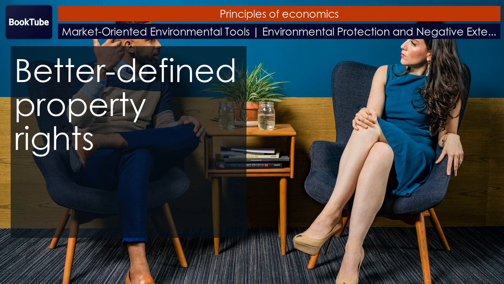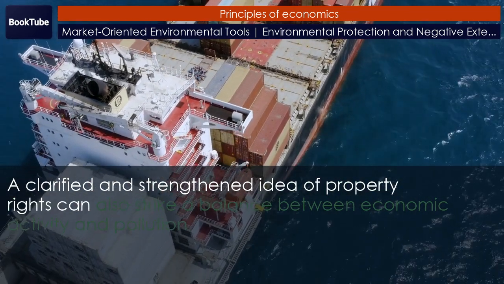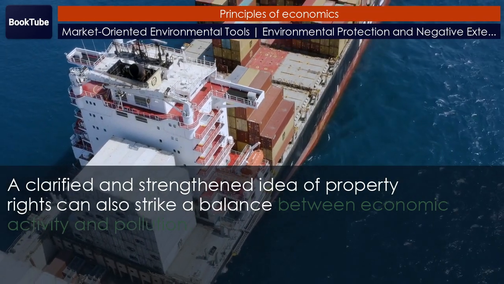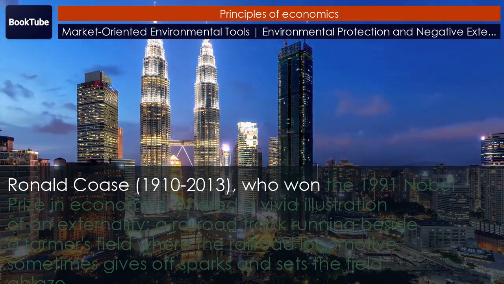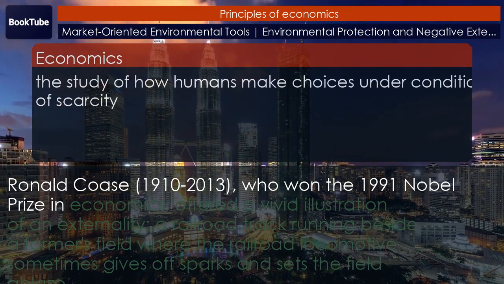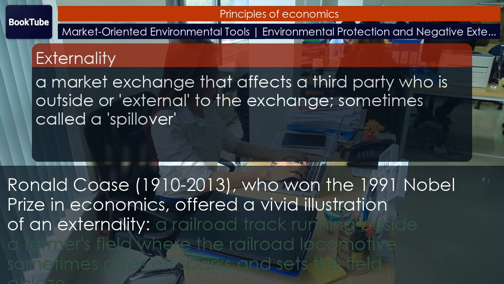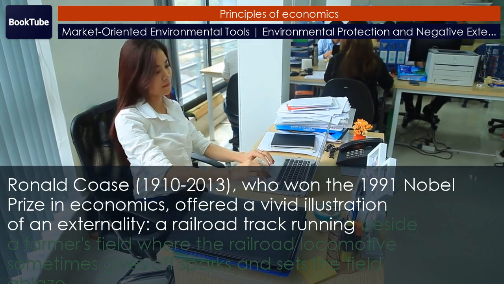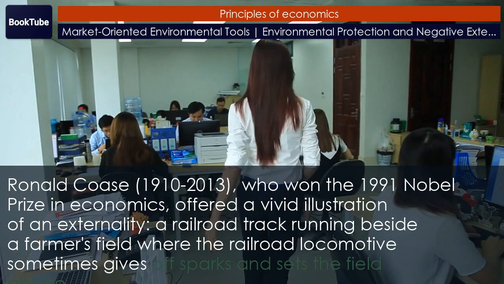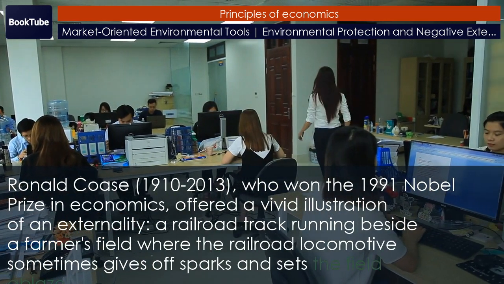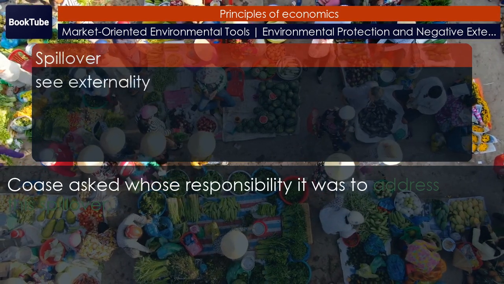Better defined property rights. A clarified and strengthened idea of property rights can also strike a balance between economic activity and pollution. Ronald Coase, 1910 to 2013, who won the 1991 Nobel Prize in Economics, offered a vivid illustration of an externality. A railroad track running beside a farmer's field where the railroad locomotive sometimes gives off sparks and sets the field ablaze. Coase asked whose responsibility it was to address this spillover.